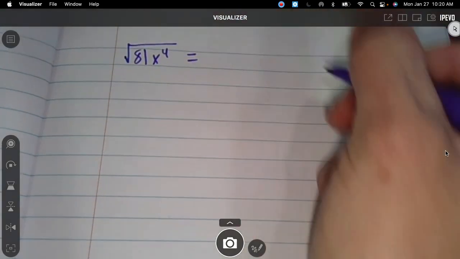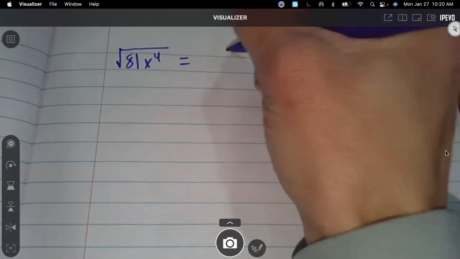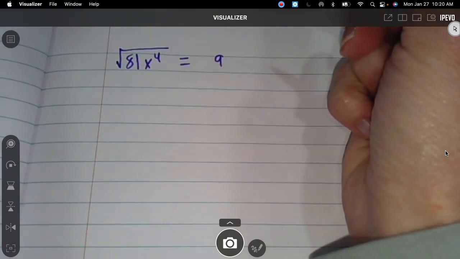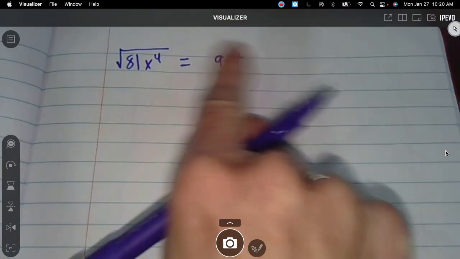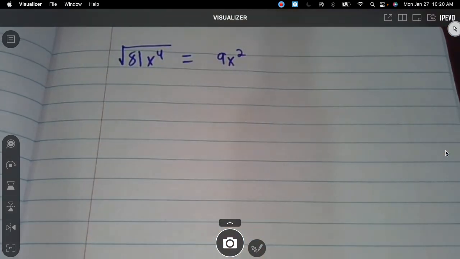Okay. This is probably actually one of the easiest lessons we've had all year, I feel like. The square root of 81 x to the 4th. What's the square root of 81? 9. And what's the square root of x to the 4th? X squared. And it's an even root, so I don't have to put absolute value bars.